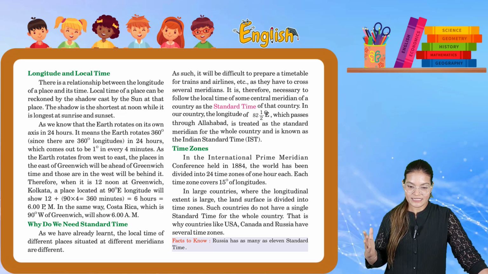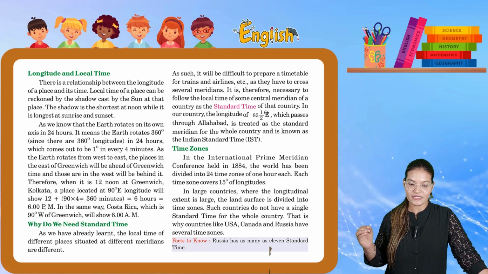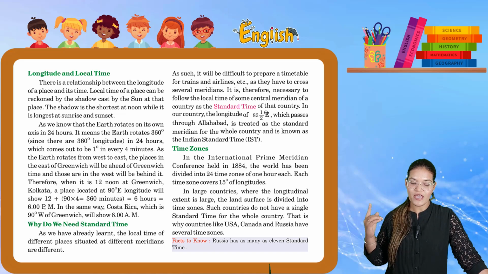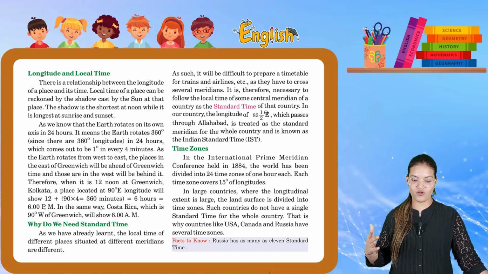As we know, the earth rotates on its own axis in 24 hours. It means the earth rotates 360 degrees in 24 hours, since there are 360 degrees of longitude, which comes out to be 1 degree in every 4 minutes. As the earth rotates from west to east, places in the east of Greenwich will be ahead of Greenwich time, and those in the west will be behind it.